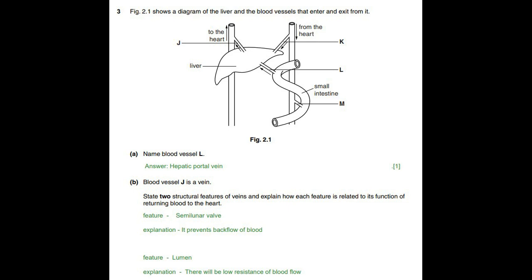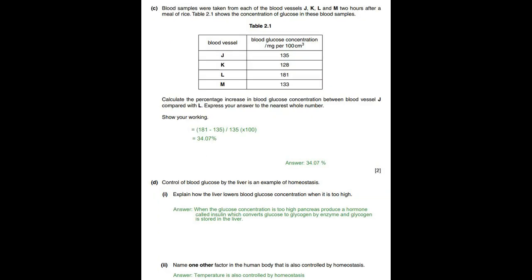State two structural features of veins and explain how each feature is related to its function of returning blood to the heart. The first feature is semilunar valves. An explanation for it is that it prevents backflow of blood. The second feature is a wide lumen, and the explanation is that there will be low resistance to blood flow.